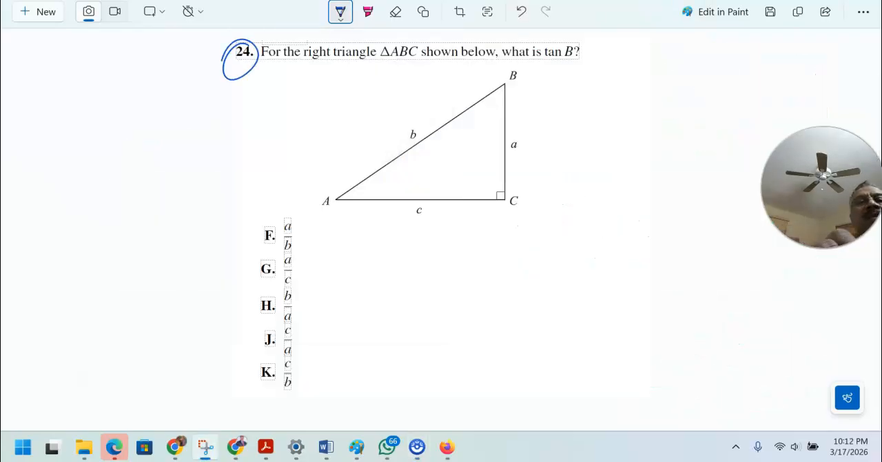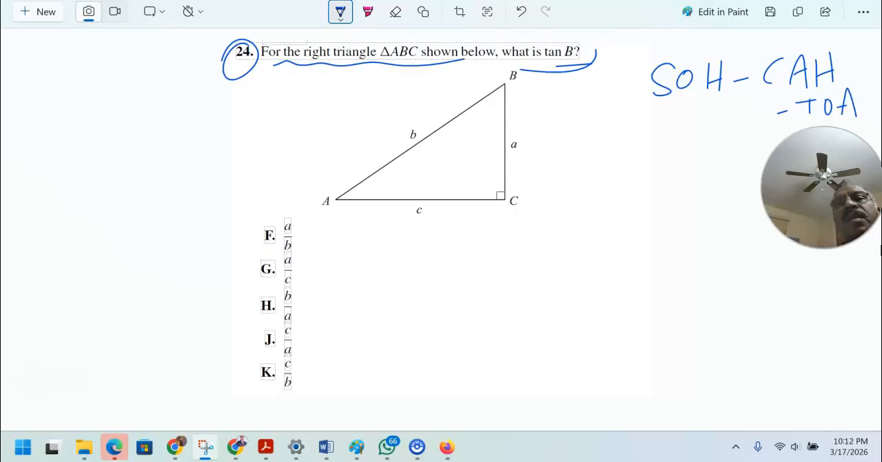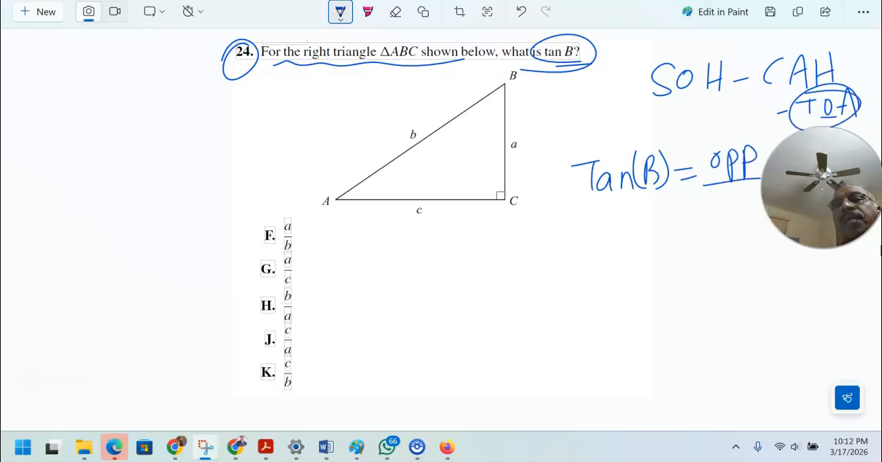Question number 24: for this triangle, what is tan? Remember from your geometry SOHCAHTOA. What is SOHCAHTOA? It is about sine, cosine, and tangent. It is asking you tan B. When you talk about tan B, it is opposite over adjacent. O stands for opposite and A for adjacent. So if the angle is B, this is the B.